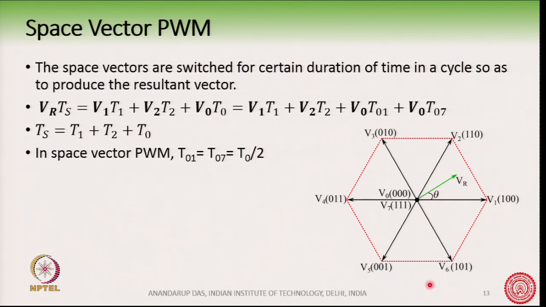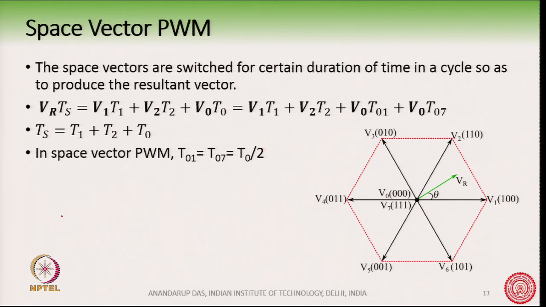Coming back to this discussion about space vector PWM, we see therefore that Vr into Ts is V1 into T1 plus V2 into T2 plus V0 into T0, which is again divided into V0 into T01 and V7 into T07. So, both the 0 vectors are used, and they are used half of the time during the 0 period. T01 is one 0 vector timing duration, while T07 is the other 0 vector timing duration, and they are usually made equal, that is T0 by 2.